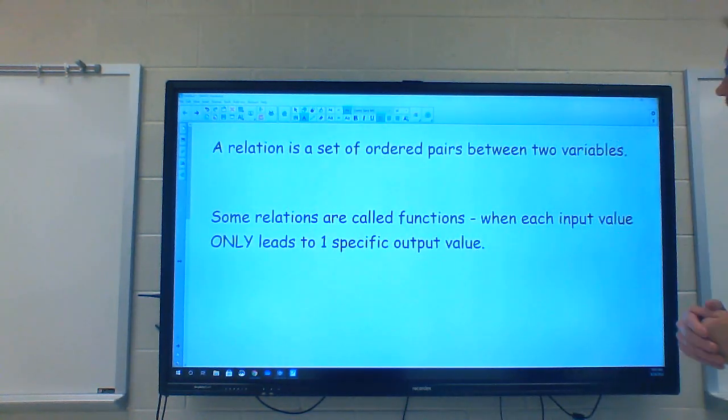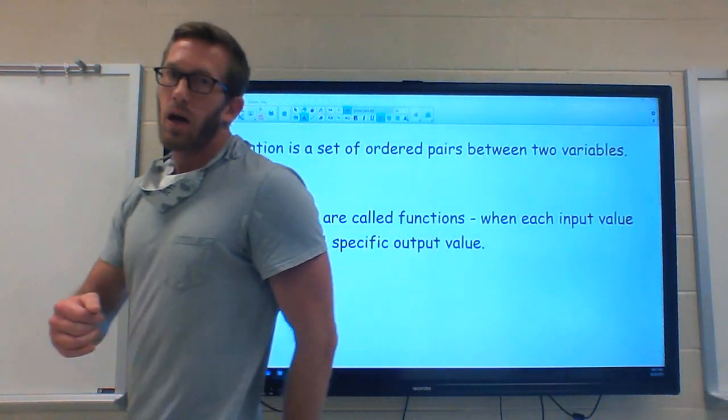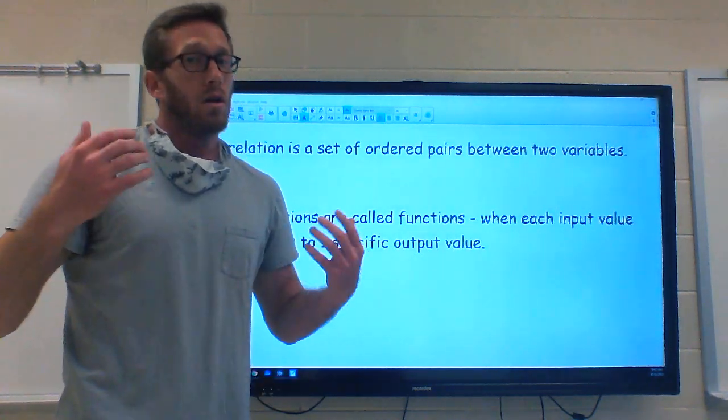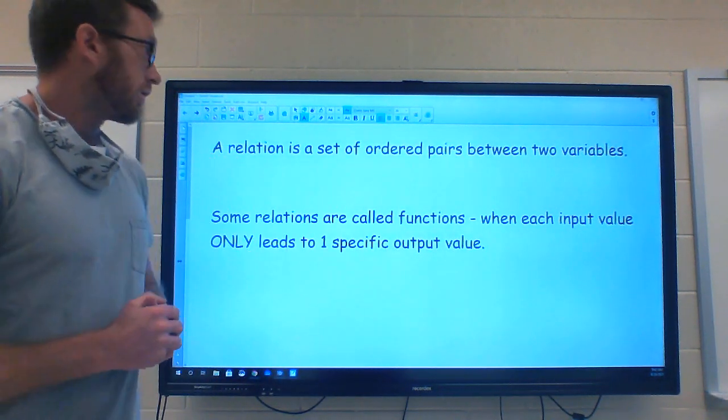A relation is a set of ordered pairs between two variables. Some relations are called functions, specifically when each input value only leads to one specific output value. I'm going to step away and give you an opportunity now to copy this into your notes. Of course, you could just press pause on the YouTube video if you need it.